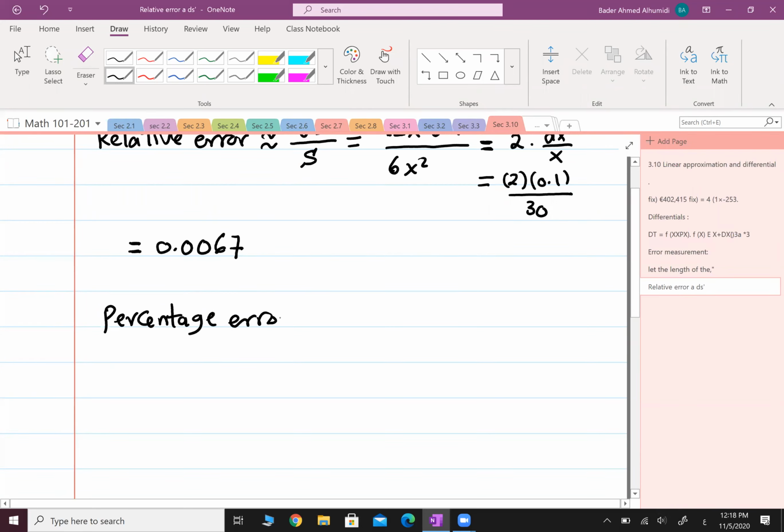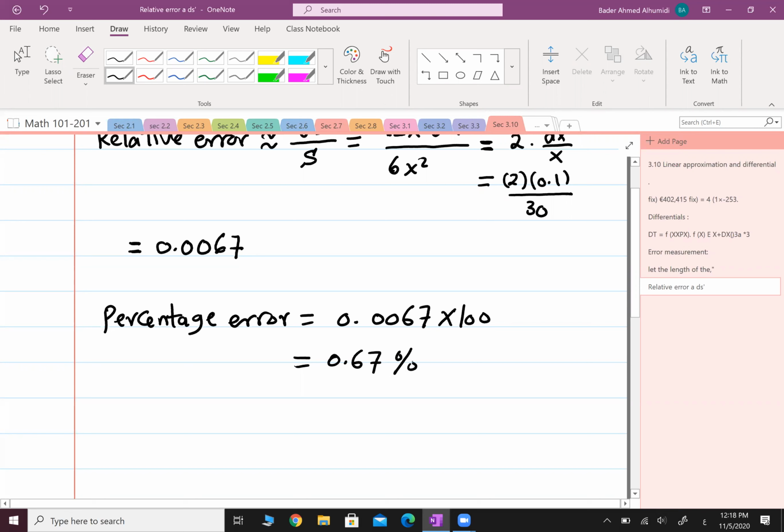Percentage error will be equal to 0.0067 times 100, and that is in percent, and this will be equal to 0.67%. So yes, this is what we have for section 3.10.